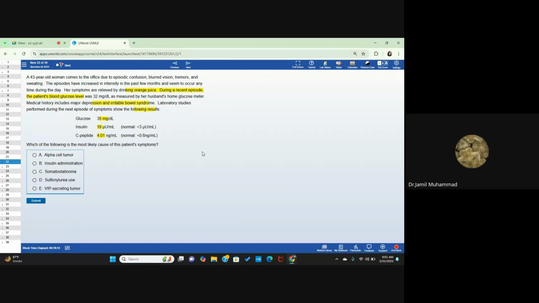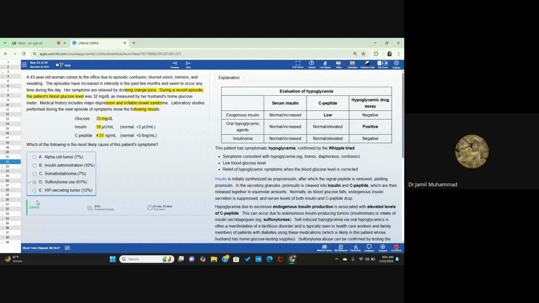That means it's the insulin secreted by the pancreas. If the C-peptide is low, that means there is some exogenous use of insulin. And in case of an insulinoma, or insulin secreted by the pancreas, there is C-peptide also. Again, Whipple's triad is something I want you to be familiar with. Whipple's triad is a triad of low blood glucose level, symptoms consistent with hypoglycemia like tremor, diaphoresis, confusion, and the relief of hypoglycemic symptoms when you drink a sugary drink or when the blood glucose is corrected. So this is Whipple's triad.